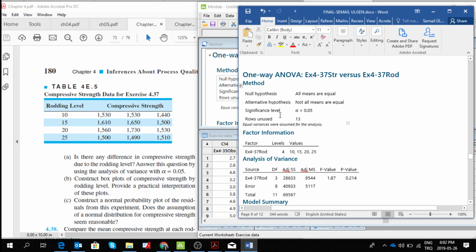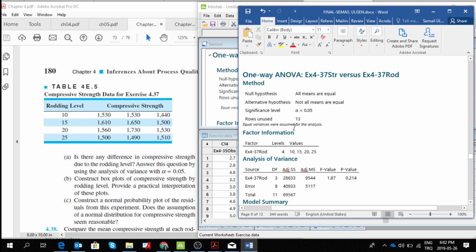Anyway, this is a summary of our ANOVA test. The null hypothesis was all means are equal, all means of these routing levels. The alternative hypothesis is not all means are equal, so at least one of them is not equal. The significance level is alpha 0.005.